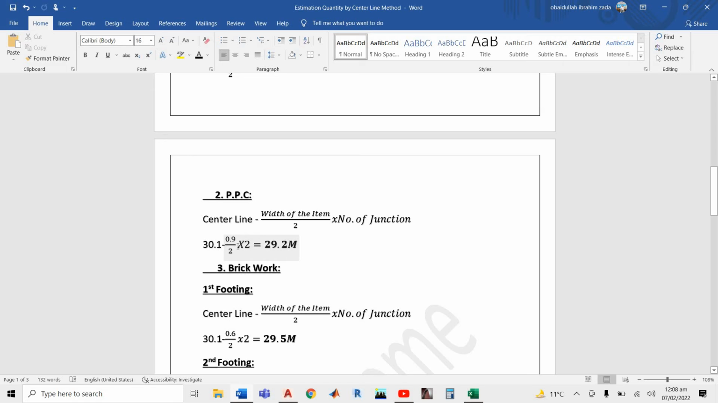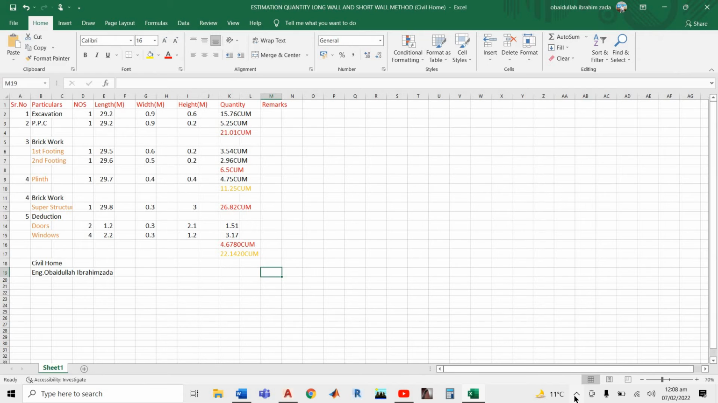0.9 width by 2 multiplied by number of junctions, it comes to 29.2. So in here, if you see, we have 29.2 for PCC, multiply 0.9, and height is 0.2. If you multiply all of them, it becomes 5.25 cubic meters. Now you have to sum this with this, we get 21.01 cubic meters.